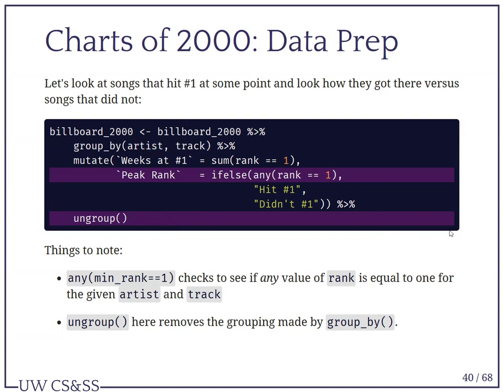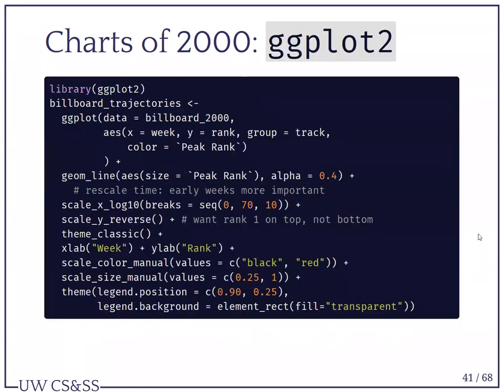So a few things to note about what's going on in this piece of code. So first is that the any function is checking to see if any value of rank is equal to 1 for a given artist and track across its entire time in the data set. And ungroup here removes the grouping made by group by, which can typically mess up some later calculations if you don't ungroup. It can also be a troublemaker when you're making plots as well.